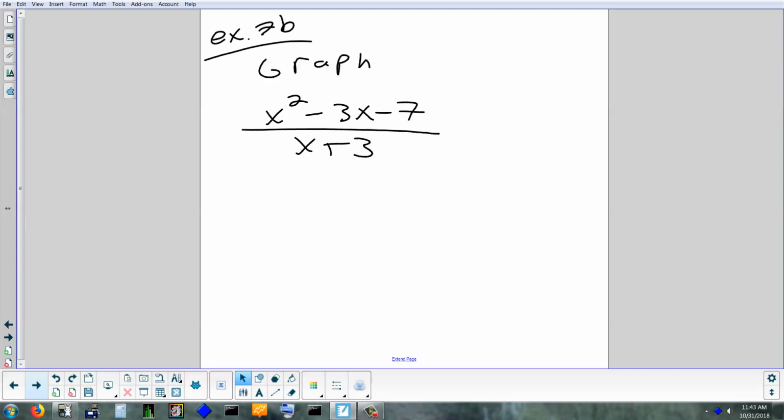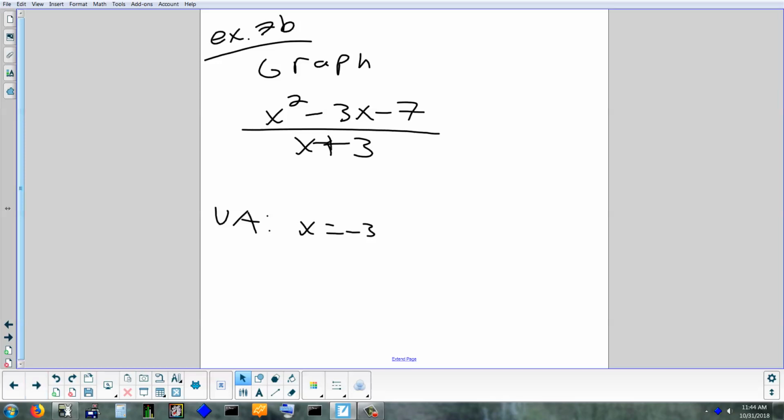Graph. So implied in the word graph is find the asymptotes and all that stuff. Okay, let's start with the vertical. What's the vertical asymptote here? Yeah, it's just -3. That's going to be a little easier this time. So now we only have 1 to deal with instead of 2. There is no horizontal asymptote.